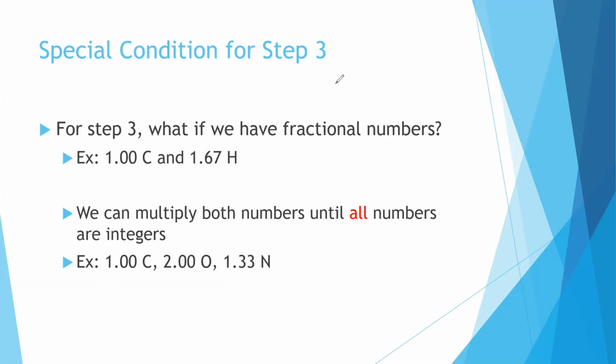So that's some additional steps. I don't think we're gonna see too many of these weird ones, but just in case, like in your honors chemistry course at school, you might have some fractions or decimals. You just multiply all the numbers until they're all integers.